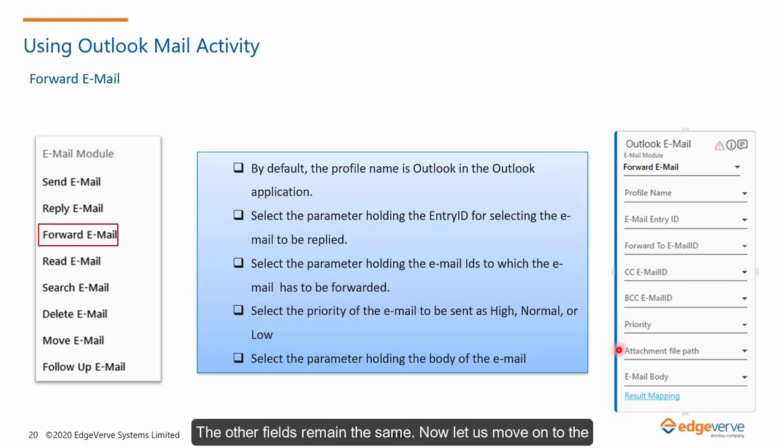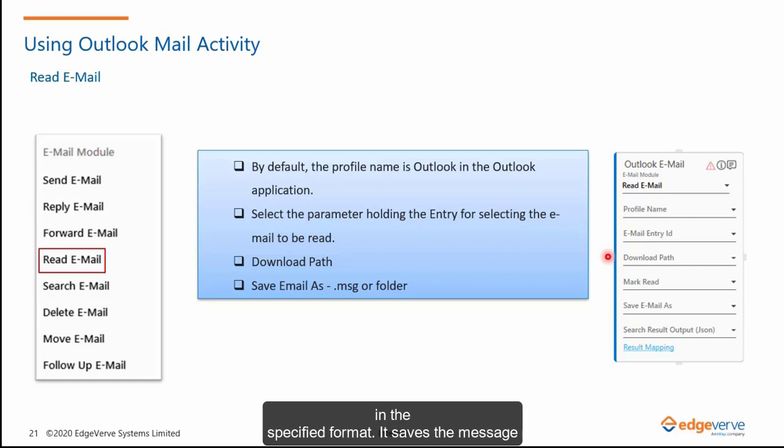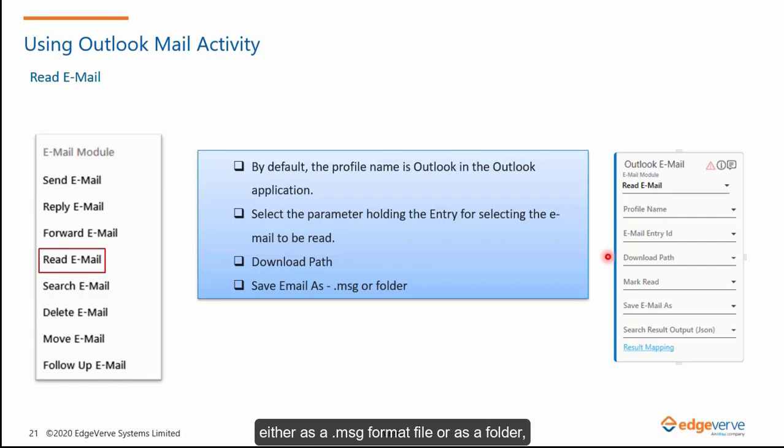Now let's move on to the read email operation. As the name suggests, the read email operation helps you to read the email selected as per the entry ID field present in the Outlook for the given profile and download it in the specified format. It saves the message either as a message format file or as a folder containing the subject, mail body, and attachment files. We have a different option here, so we can select.